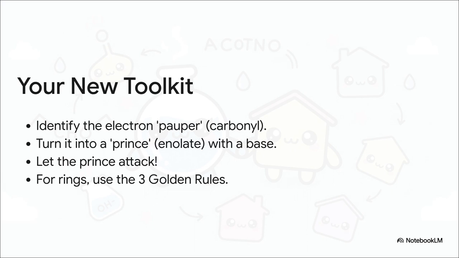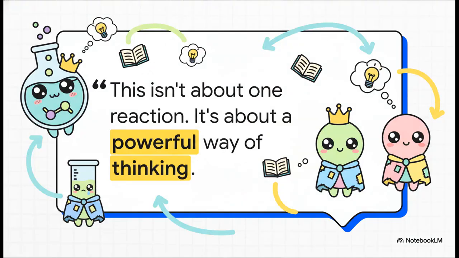First, you spot the electron popper, the carbonyl. Then you bring in a base to perform that royal transformation into an electron prince, the enolate. Then you let that prince attack the best target. And if you're making a ring, you just run it through the 3 golden rules. Simple. And that, right there, is the ultimate takeaway.